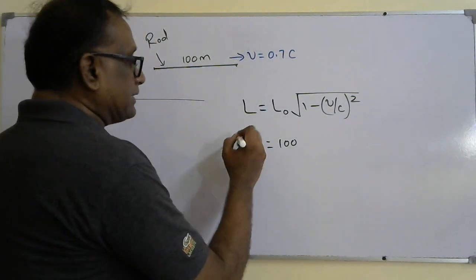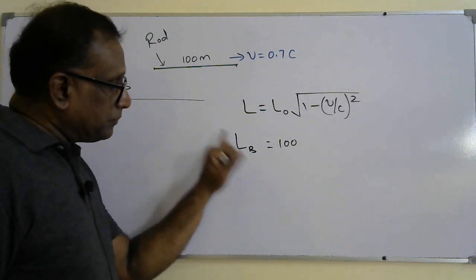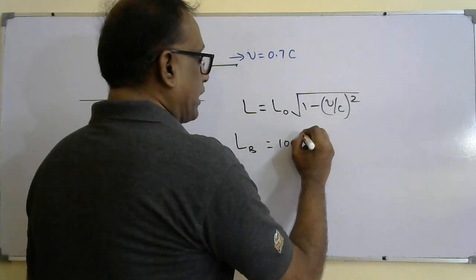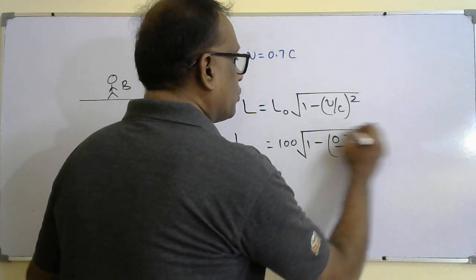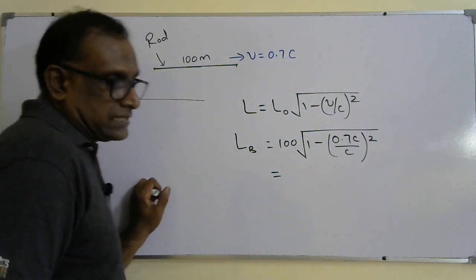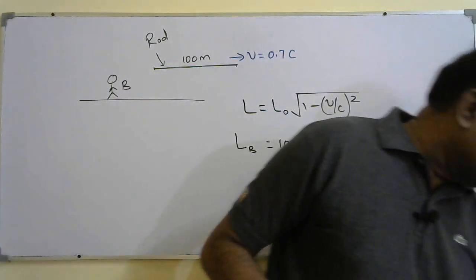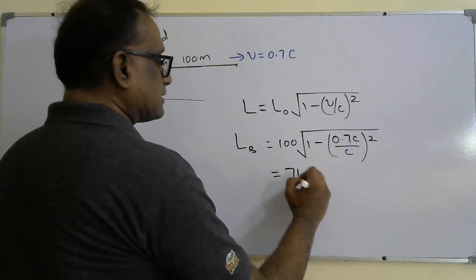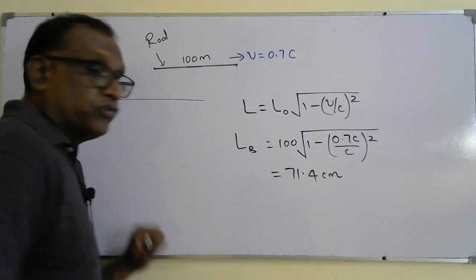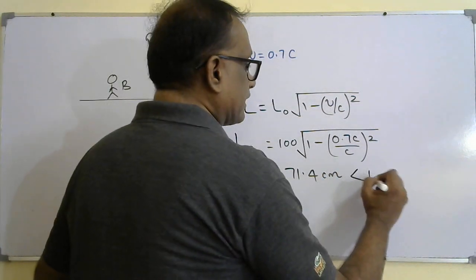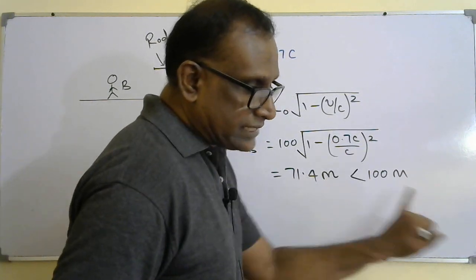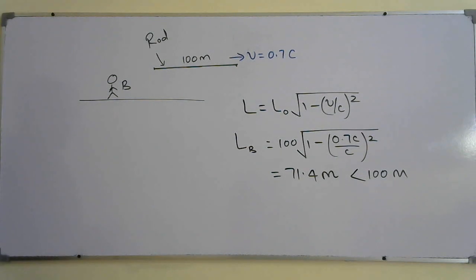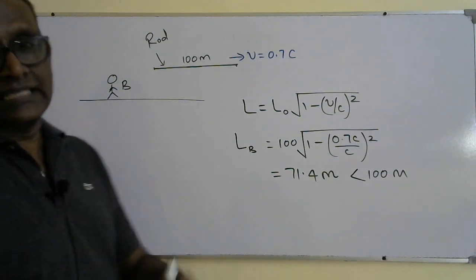Now what length will he measure when it is in motion? The length measured by B is 100 times square root of 1 minus (0.7 c over c) all squared. So the observer B will measure the length as 71.4 meters, which is lower than 100 meters. This effect is called length contraction.